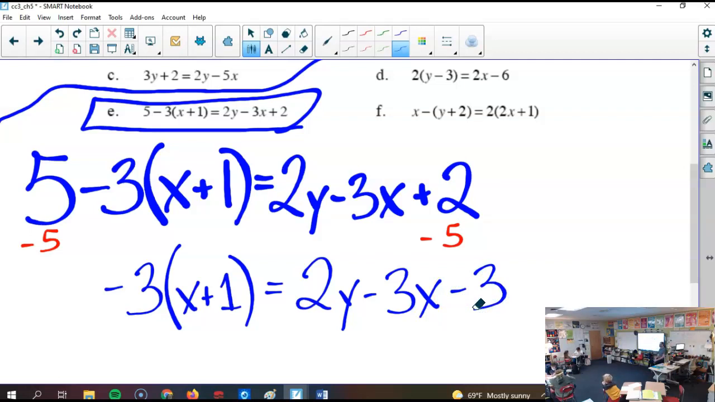Grant, do you think that we should divide here like we did in the last problem? You can, but I'm not going to. You're not Grant. Grant, thoughts?